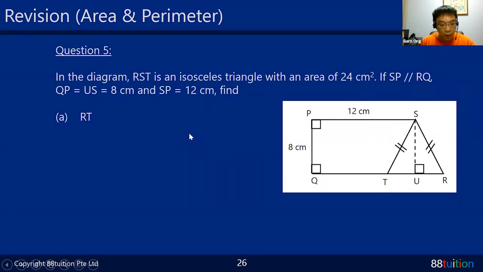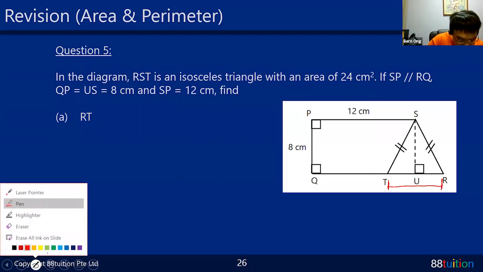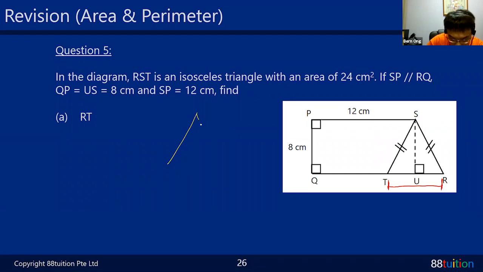So RT is this portion here. This is RT. They're looking for the base of the triangle. So purposely I draw out this triangle, and I want to find RT.